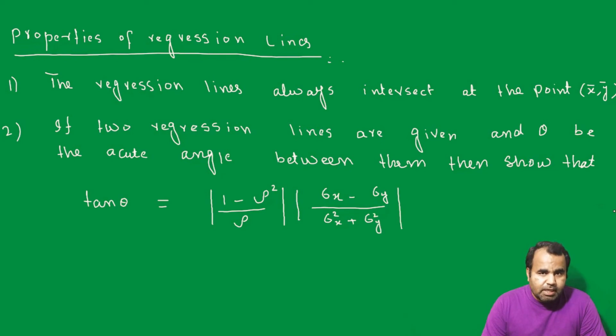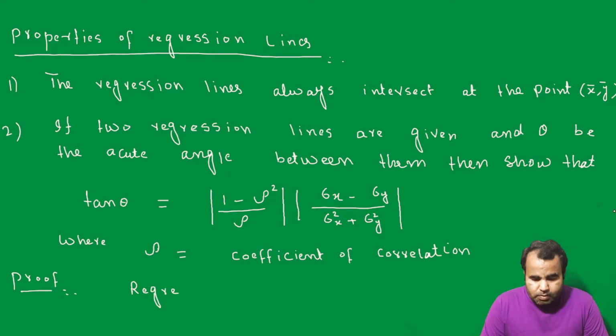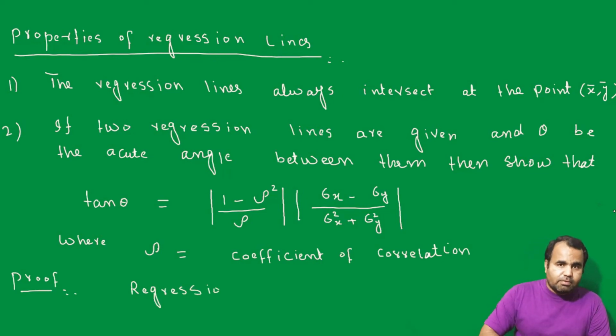In order to prove this property, of course we will use the regression lines, as we have already discussed before. What are the regression lines? What is the value of sigma x? What is the value of sigma y? What is the value of bxy? What is the value of byx? By using these results we will prove it. Here, what does rho mean? As we have already discussed, it is the coefficient of correlation.